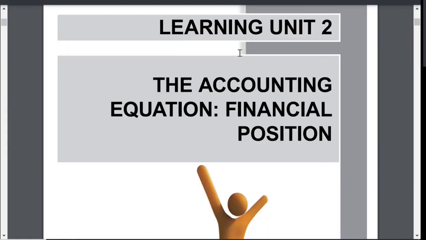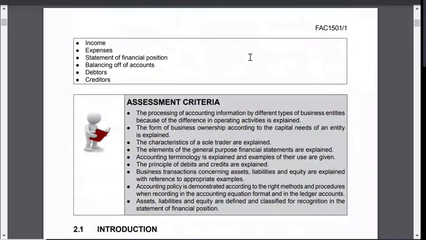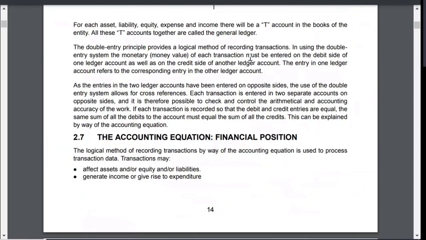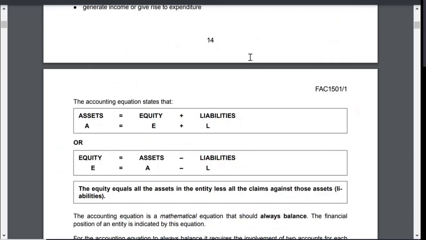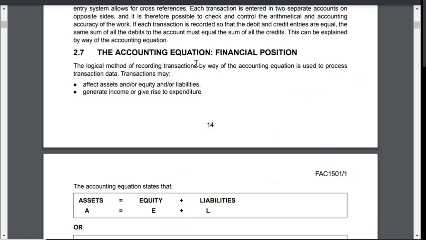And 2 talks about accounting equation financial position. So we're gonna just go through the examples in learning unit 2. So the main thing is the accounting equation financial position. The logical method of recording transactions by way of the accounting equation is used to process transaction data. Transactions may affect assets, equity, or liabilities, generate income, or give rise to expenditure.